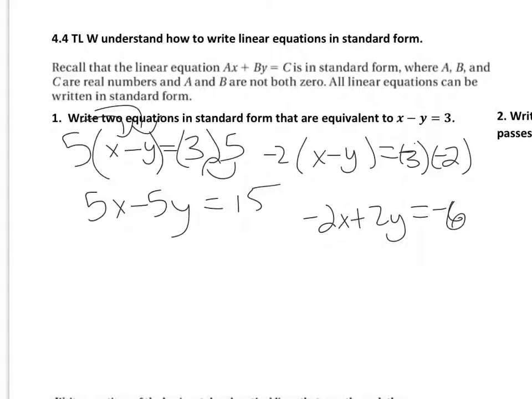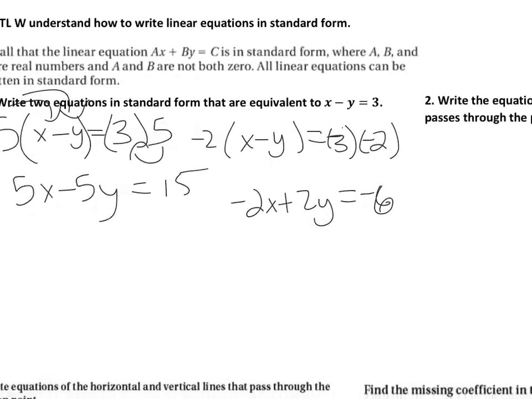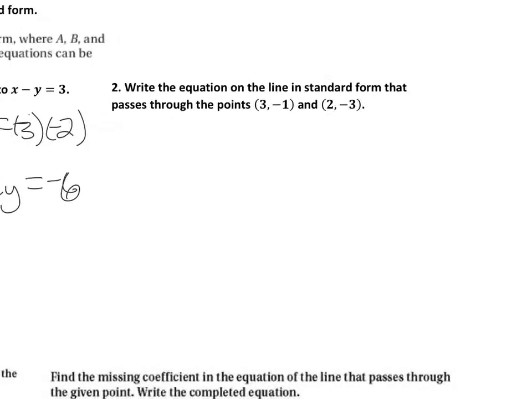We'll be talking about these at some point when we deal with systems of equations, and things like this are either the same line or parallel. We'll see, okay? Let's look at some other examples. So it says, write the equation of the line in standard form that passes through the points 3, negative 1, and 2, negative 3.